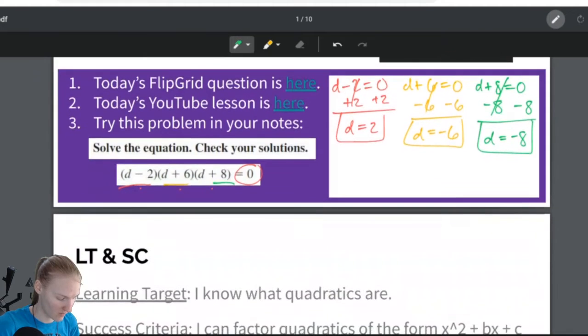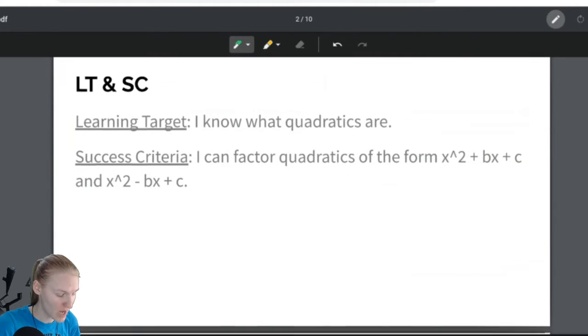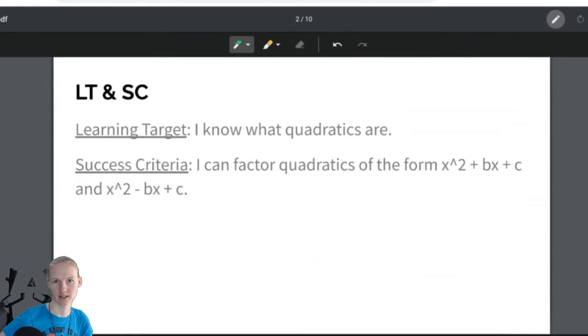Alright, moving on for today. Today, your learning target and success criteria are: I know what quadratics are, and I can factor quadratics of the form x squared plus bx plus c and x squared minus bx plus c. Ooh, it sounds scary. Don't worry about it. It's not as scary as it might seem.